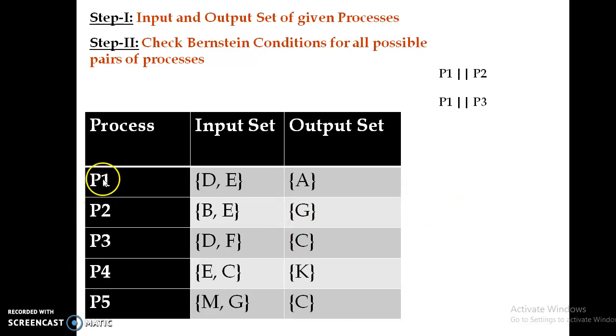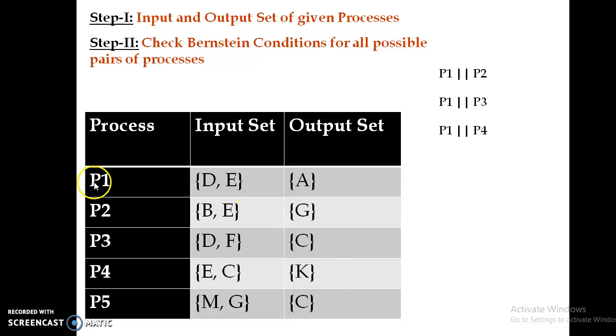Now we will check P1 with P4. See, input set of P1 and output set of P4, there is no common element. Input set of P4 and output set of P1, there is no common element. Output set of P1 and output set of P4, no common element. So P1 and P4 can execute in parallel.